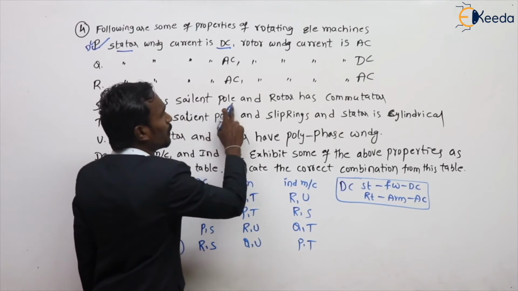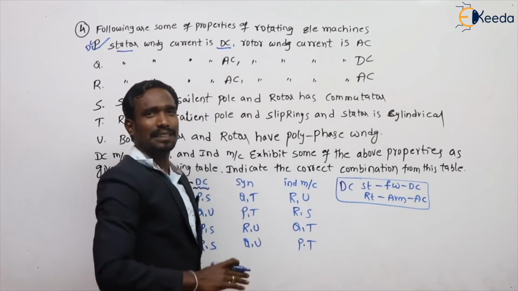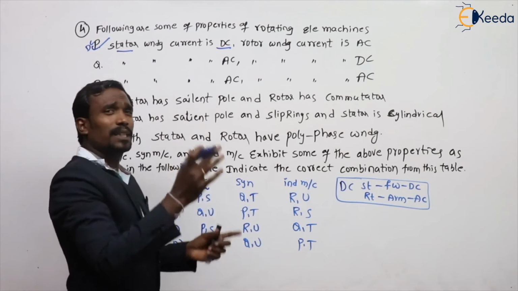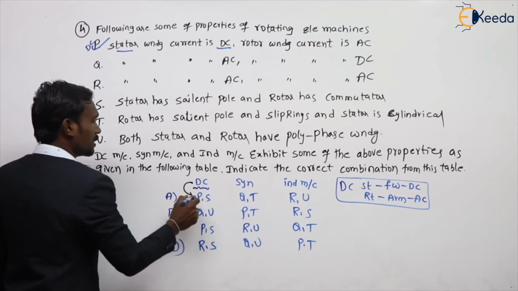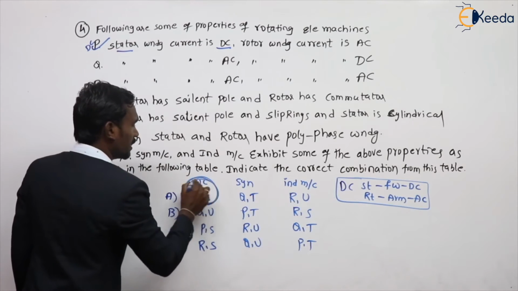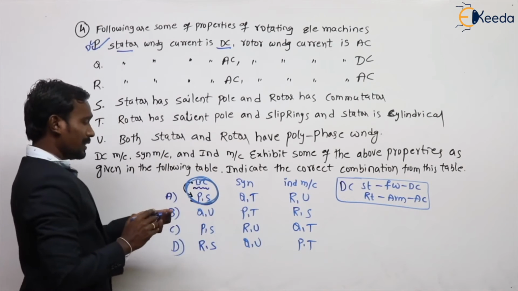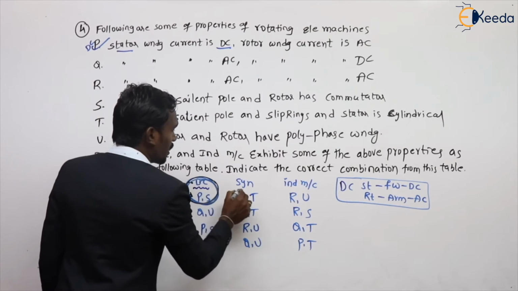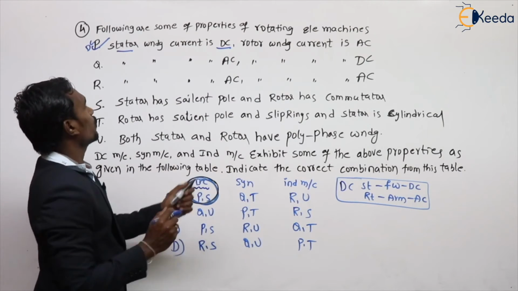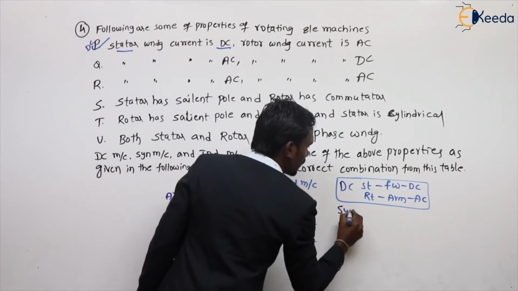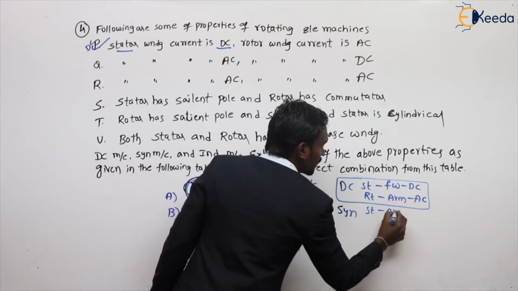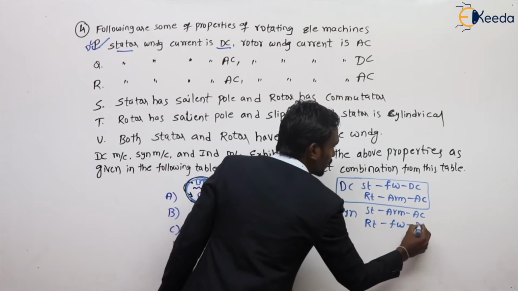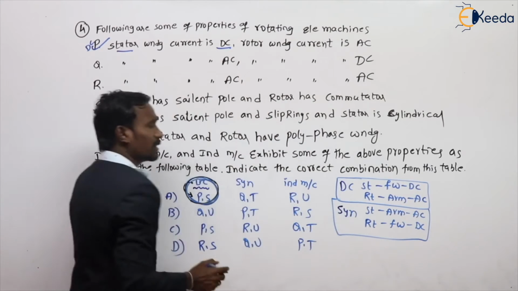Next, stator has salient pole and rotor has commutator. 100% correct. In a DC machine, the rotor has a commutator and the stator is a salient pole type. So this is the correct answer. Next, synchronous machine, Q. We know that in a synchronous machine, the stator has the armature winding which is AC and the rotor has the field winding which is DC.